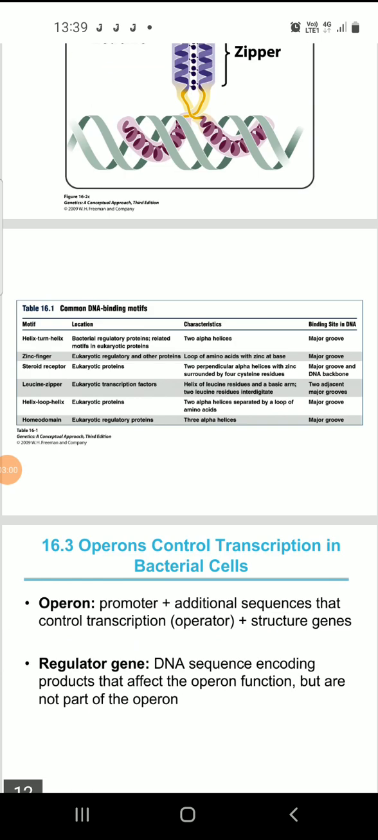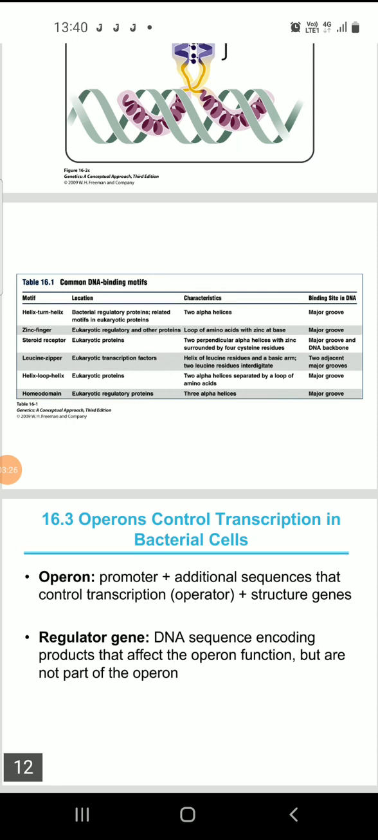Now the operon which controls the transcription in bacterial cells. So what do you mean by operon? Operons are nothing but the promoter and additional sequences that control the transcription, that is the operator and the structural genes. And the regulatory genes are the DNA sequences encoding the products that affect the operon function but are not part of the operon.